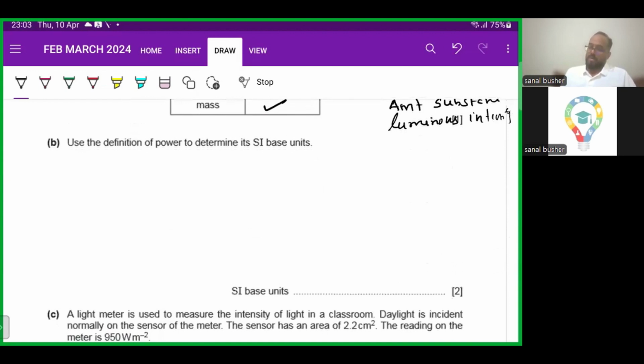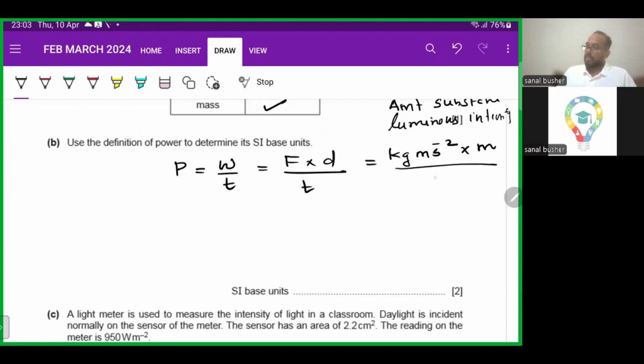Second one, use the definition of power to determine its SI base unit. Definition of power, what is that? Power is equal to work done per unit time. So what is work done? Force times displacement divided by time. Force, you know the unit, kilogram meter per second square. Mass times acceleration, multiplied by distance we measure in meters, divided by time in seconds.